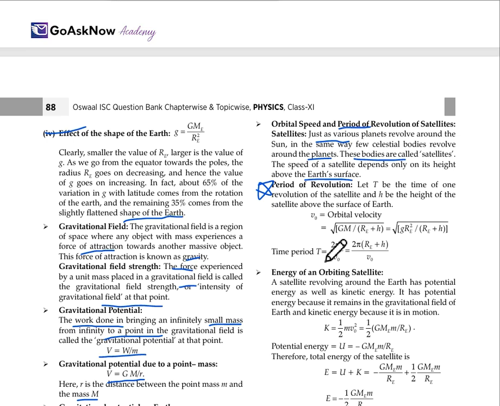So the time period T is equal to 2πr upon v0. So we get 2π(Re + h) upon v0. This will be the time period, or period of revolution.